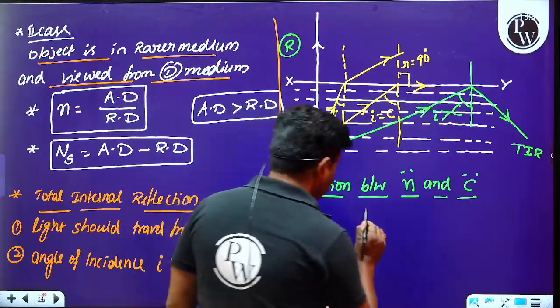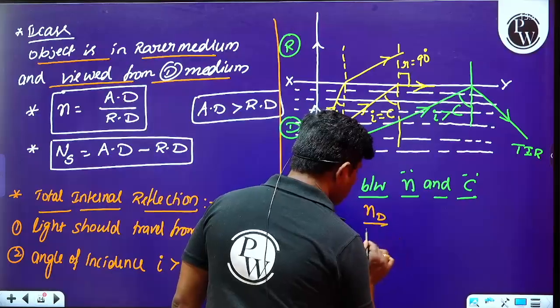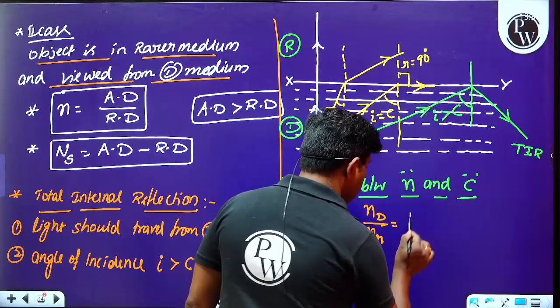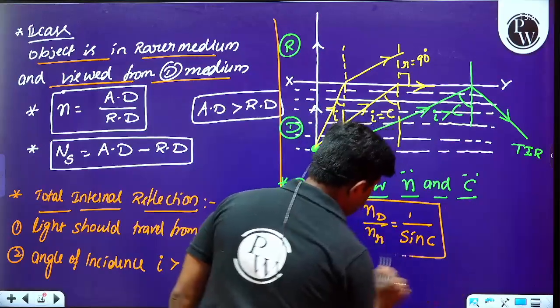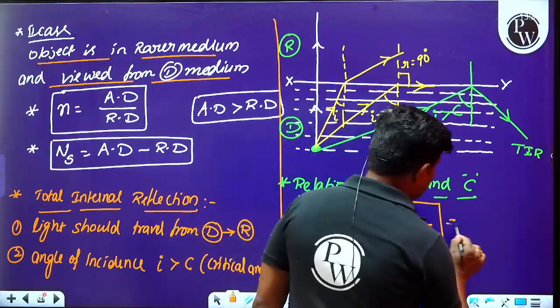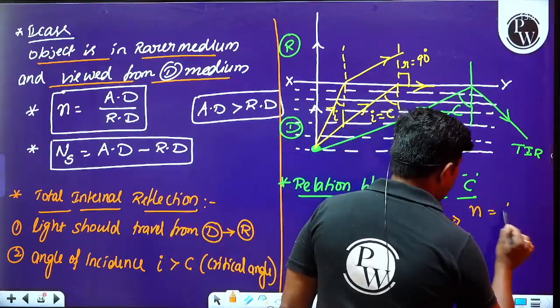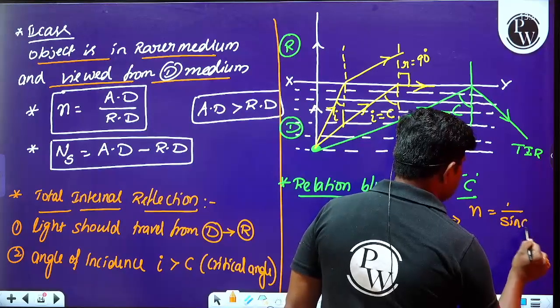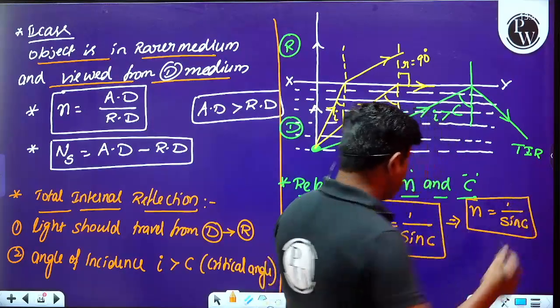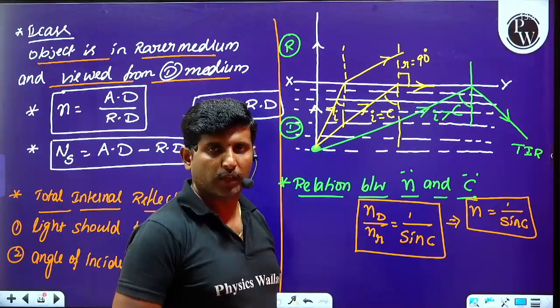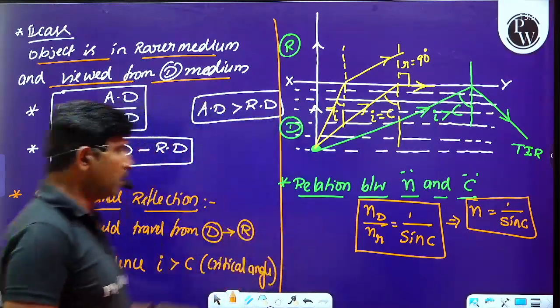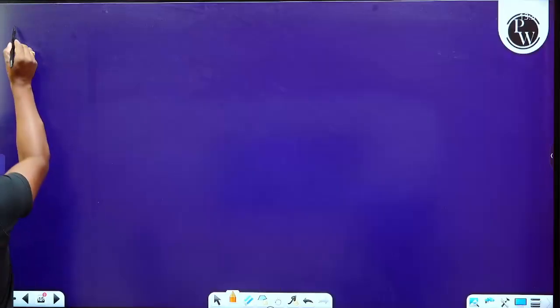Therefore we can say that n denser divided by n rarer is equal to 1 by sine c. In many books they will simply represent n equals 1 by sine c by considering the rarer medium as air or vacuum, okay. That is the relation between the refractive index and the critical angle.